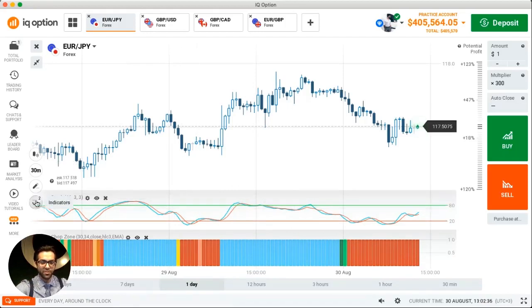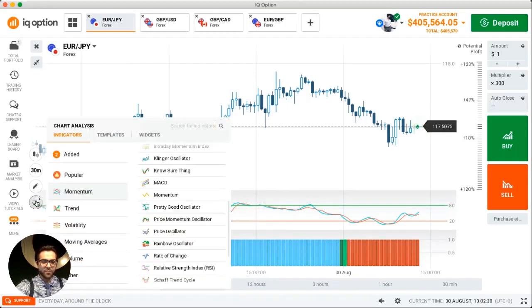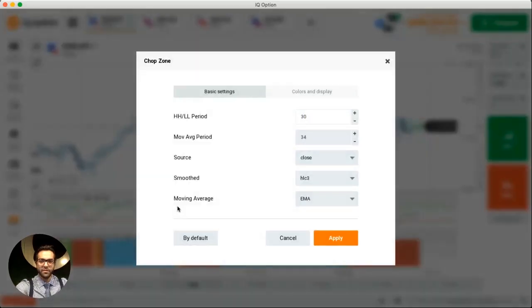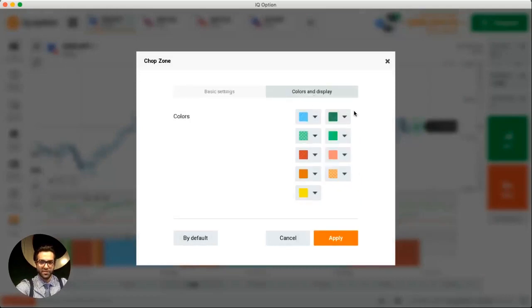If you go to indicators, left side, you go to trend, and you go up here, chop zone, right? You can open this up. Everything default here as well. I won't need to change anything. It's quite a simple indicator. Let me show you how we're gonna use it.